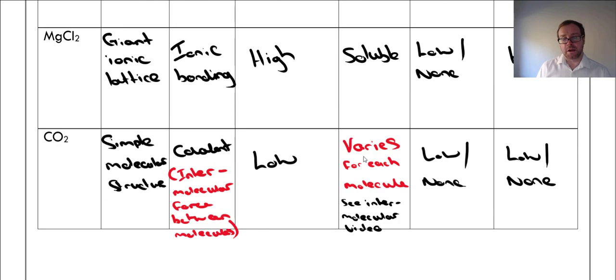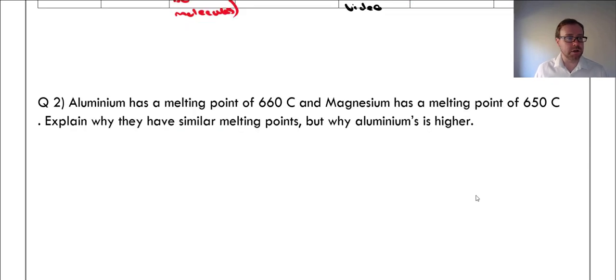Now, solubility, but it varies for each molecule. So carbon dioxide is soluble in water, okay? I don't really want to go into too much detail about this at the minute, so have a look at the intermolecular forces videos, because I'm going to be using words that you may not have heard about before. It's got low or none or no electrical conductivity when solid, and low or no electrical conductivity when molten or dissolved in an aqueous solution. Okay, so moving on. So we'll go through this a bit more slowly.